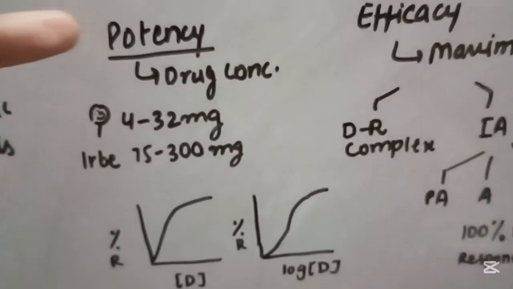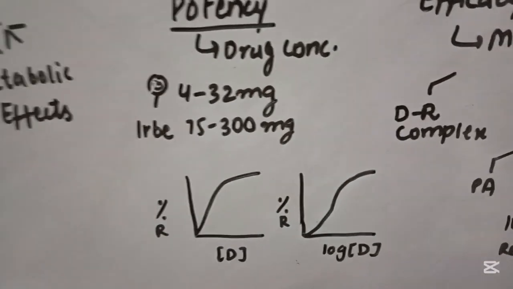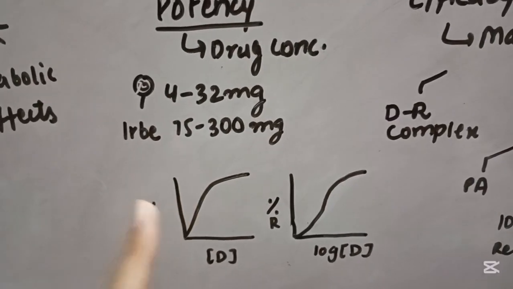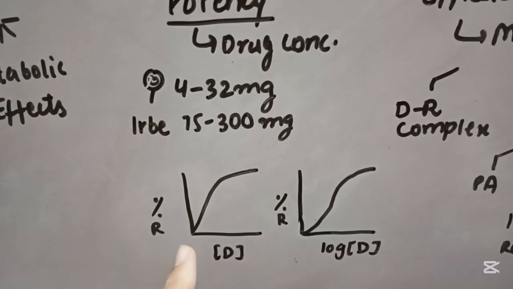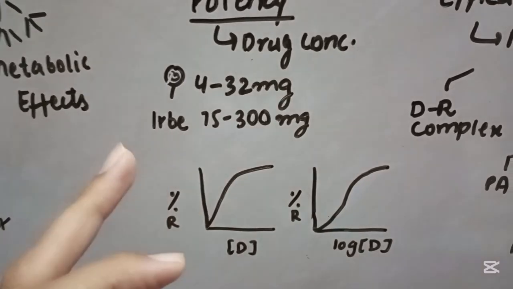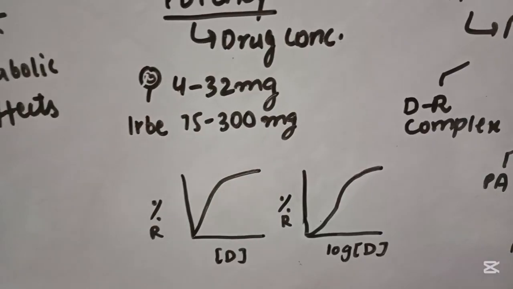So that's the potency. The drug candesartan is more potent than irbesartan. This is the graph known as the dose response curve, and here on the x-axis we take the dose, increasing in this direction, and on the y-axis we have the percentage of the response that occurs after the binding of the drug with the receptor.